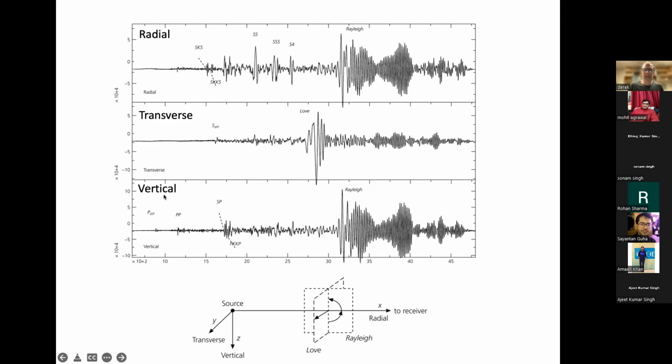And then finally, on the vertical channel, we also see the Rayleigh wave, because the Rayleigh wave is a combination of vertical motion and radial motion. So in this plot here at the bottom, I show the Rayleigh wave, its retrograde motion in the source receiver direction and the vertical direction, whereas the Love wave is motion in the transverse direction only.